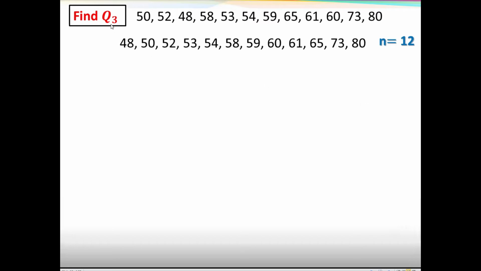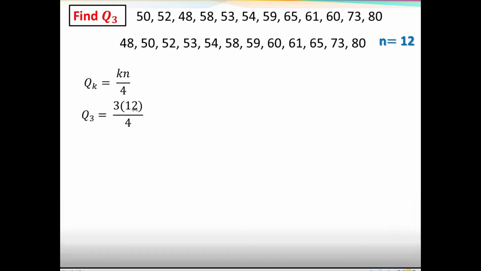We are looking for q sub 3. That's why we need to use the formula q sub k equals k times n over 4. In this formula, we will substitute 3 in place of k, kasi q sub 3 yung ating hinahanap. So, papalitan natin si k ng 3 and si n naman papalitan natin ng 12. Substituting these values, we now have q sub 3 equals 3 times 12 over 4.